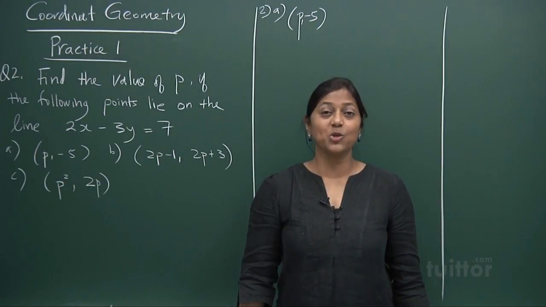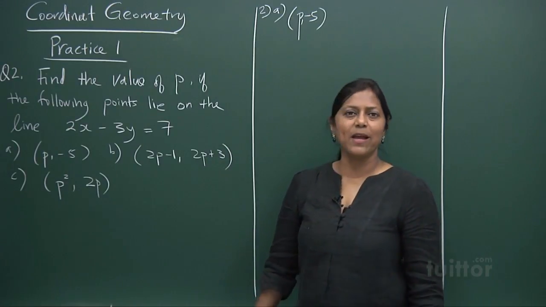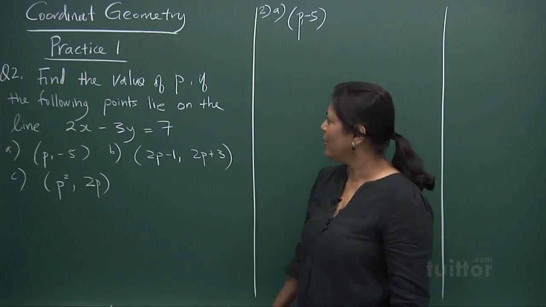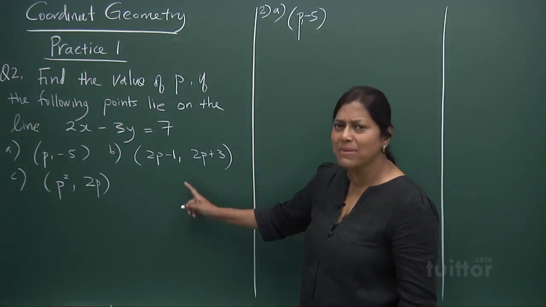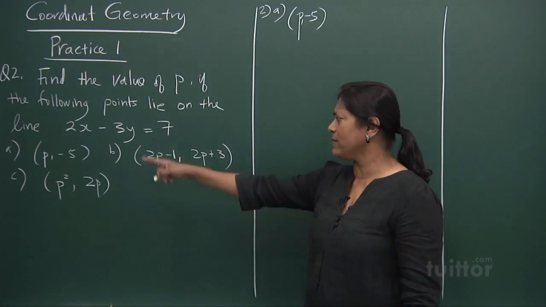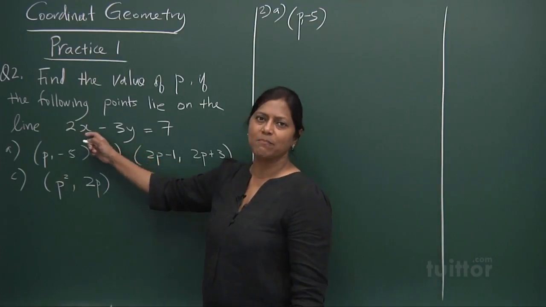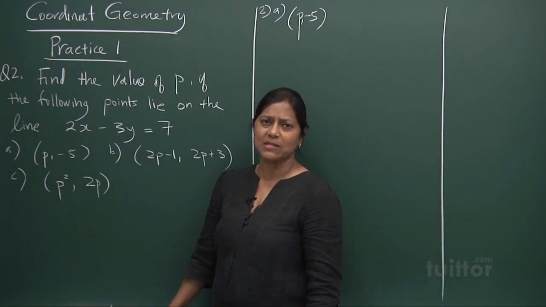Alright, let's go to the next question. Now they ask us to find the value of P, and all the numbers given here are expressed in P. They tell us that these are various points lying on this line 2x minus 3y equals 7.